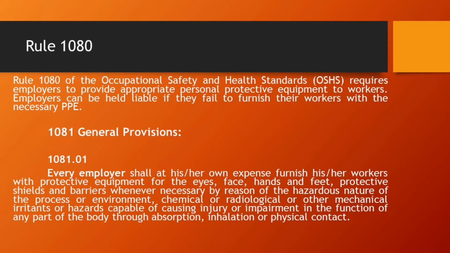1081.01 Every employer shall, at his or her expense, furnish his or her workers with protective equipment for eyes, face, hands, and feet, protective shields and barriers whenever necessary by reason of the hazardous nature of the process or environment, chemical or radioactive or other mechanical irritants or hazards capable of causing injury or impairment in the function of any part of the body through absorption, inhalation, or physical contact.